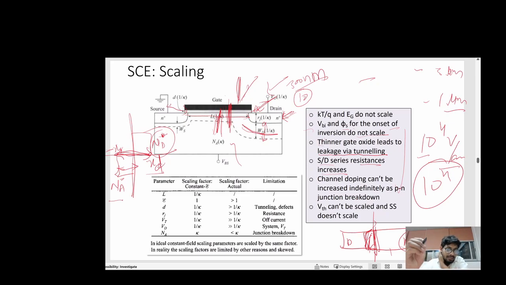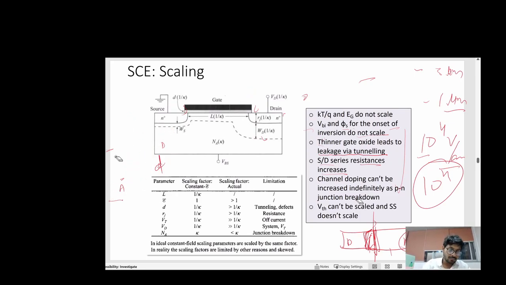Sir, whatever you tell, if I increase the doping, depletion will be reduced. If you increase the doping, the depletion region in that material will be reduced. Okay, so let us see. This is N plus, this is N. This is actually P, not N. This is N plus, this is P type material.